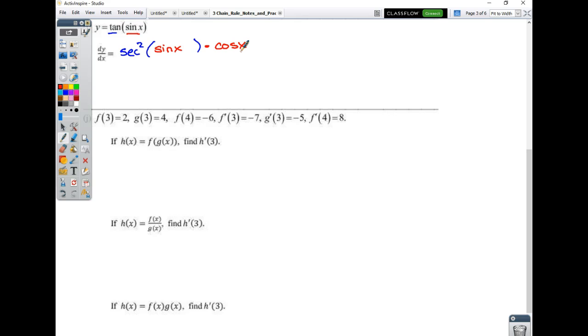Can I simplify that at all? Can I simplify the secant squared of sine of x? Well, yes. It's 1 over cosine squared. Ooh, can I though? Because that would be 1 over the cosine of the sine of x, and this is just the cosine of x. Arguments don't match.